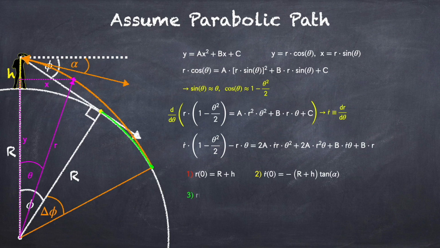The third condition is that at the horizon, theta equals phi plus delta phi, and the radial position is the radius of the Earth, capital R. And finally, we have that the derivative of r at the horizon is equal to 0, because at this point, the trajectory is tangential to the surface of the Earth, and the Earth is a sphere.